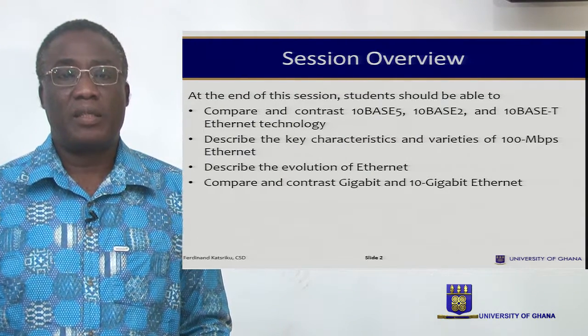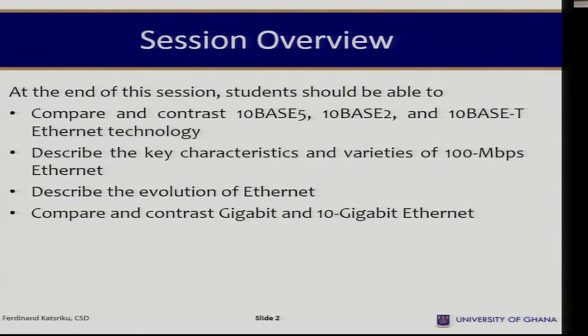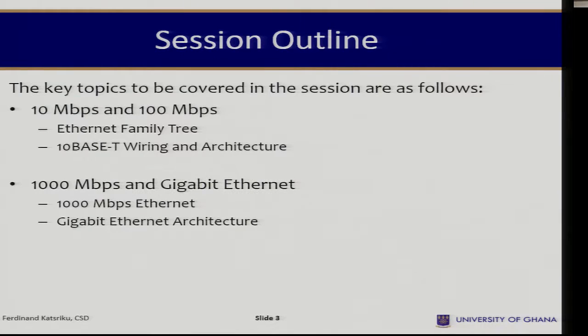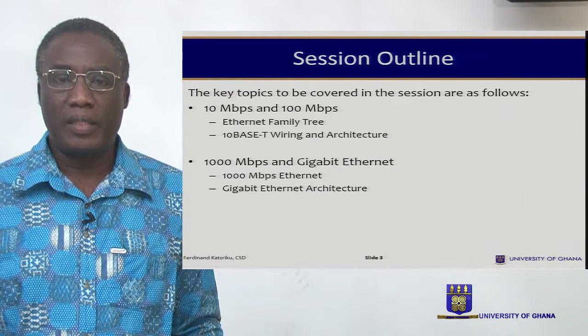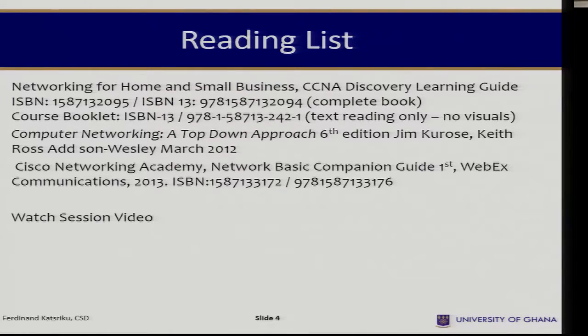At the end of the session, you should be able to compare and contrast 10-base-5, 10-base-2, 10-base-T Ethernet technologies. You should be able to describe the key characteristics and varieties of 100 megabits per second Ethernet, describe the evolution of Ethernet, compare and contrast Gigabit and 10 gigabit Ethernet. The key topics to be covered are the 10 megabits and the 100 megabits, the 1000 megabits and the gigabit Ethernet. The reading list is shown.